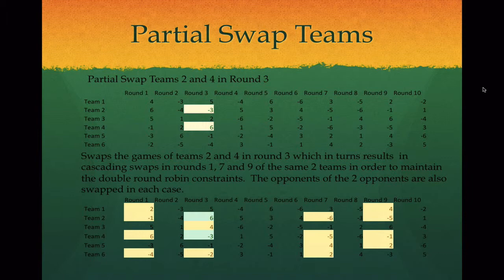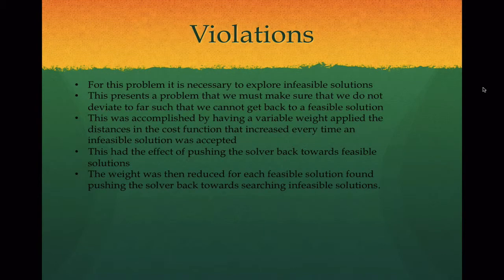Here's an example of partial swap teams. What you do in partial swap teams is you take a round and you swap 2 teams. Now this also has a cascading effect in that you must swap the opponents of these 2 teams, and then they must swap the opponents of them, and so on until you get back to a cycle and the schedule is repaired again.